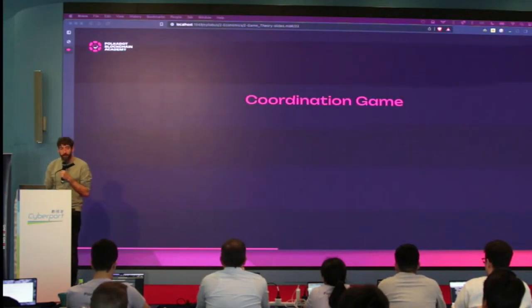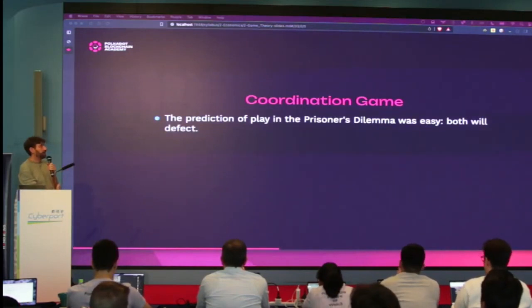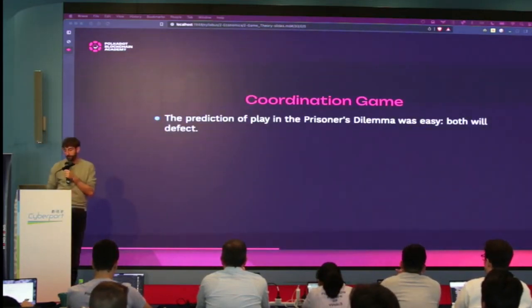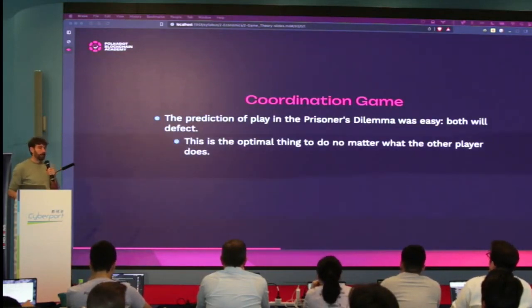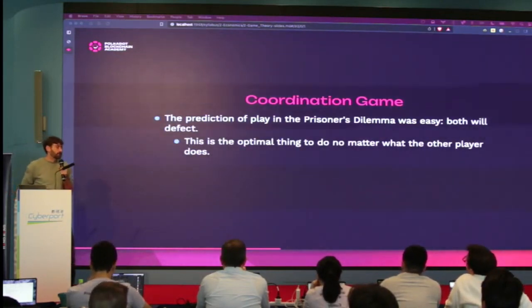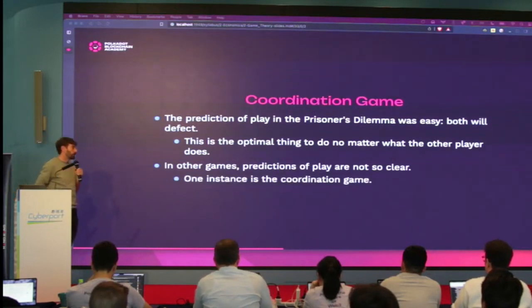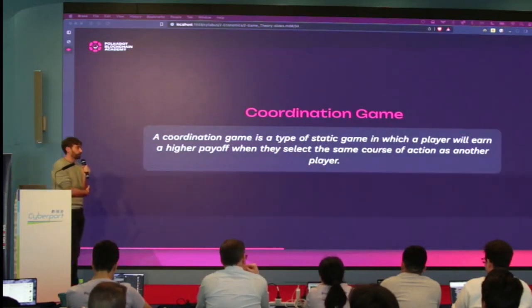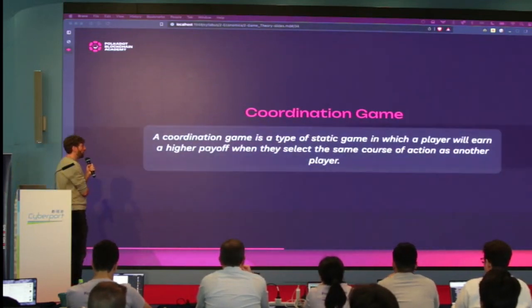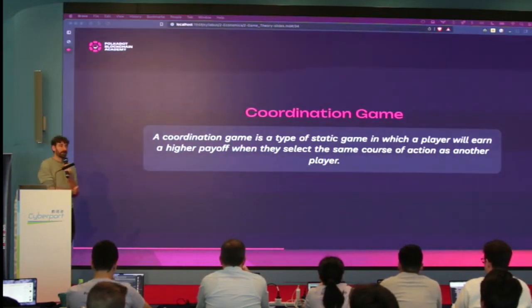Now let's talk about coordination games. The prediction in the prisoner's dilemma was easy. Both will defect. This is the optimal thing to do no matter what the other player does. Right? It was a dominant strategy. But in other games, predictions of play are not so clear. One instance is the coordination game. A coordination game is a type of static game in which a player will earn a higher payoff when they select the same course of action as another player.